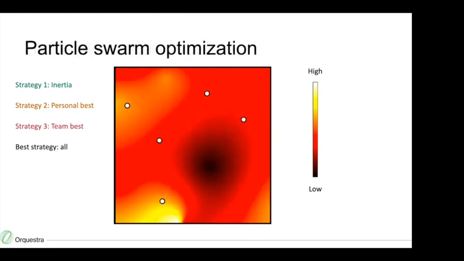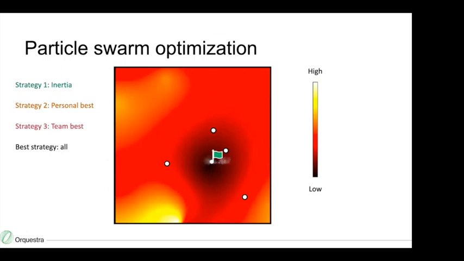So what I'm going to do is, let's say that I'm the point on the top left. I'm going to take one step in the inertia strategy. So one step in the direction that I was already going. I'm going to take one step towards my personal best, and I'm going to take one step towards the team best. So I take one step in each one of the directions, which if you're used to vector addition, it's vector addition. And then we all do that every time. And so the maximum gets moved around and stuff. So, you know, you can imagine that doing this in real time kind of walks you towards the best point eventually, right?